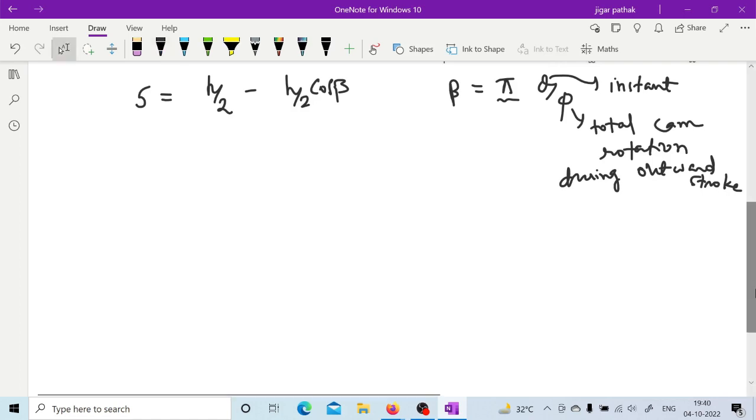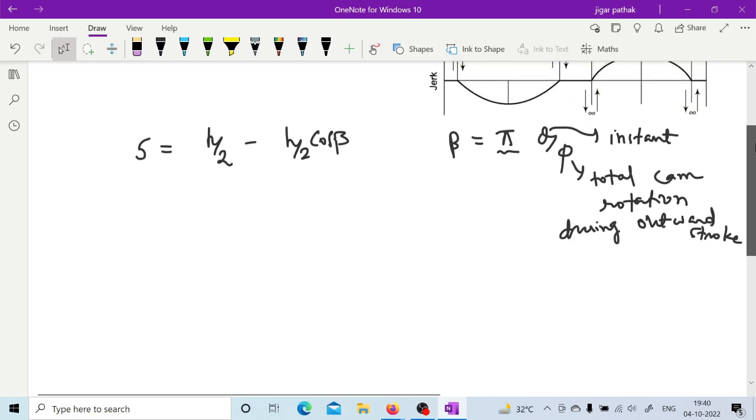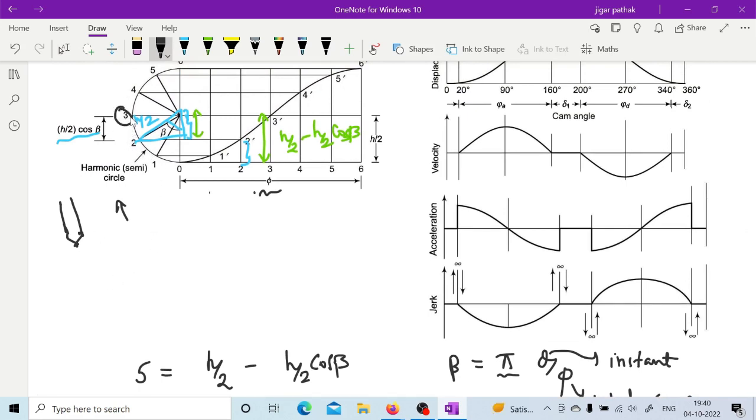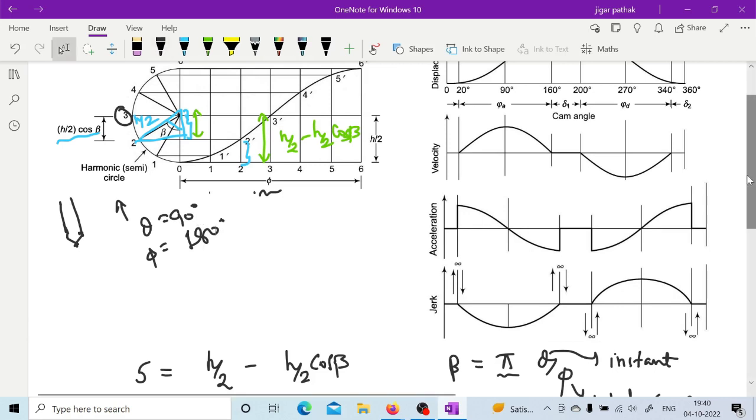So here if you go and check, see, you can check this, because suppose you are considering point 3. While reaching point 3, the distance covered by a particular point on the follower will be 90 degrees. Theta will be 90 degrees when it reaches point 3, and phi is the total, right? So let us say total is 180 degrees. So what will be beta at that point? So beta at that point will be pi by 2, right?